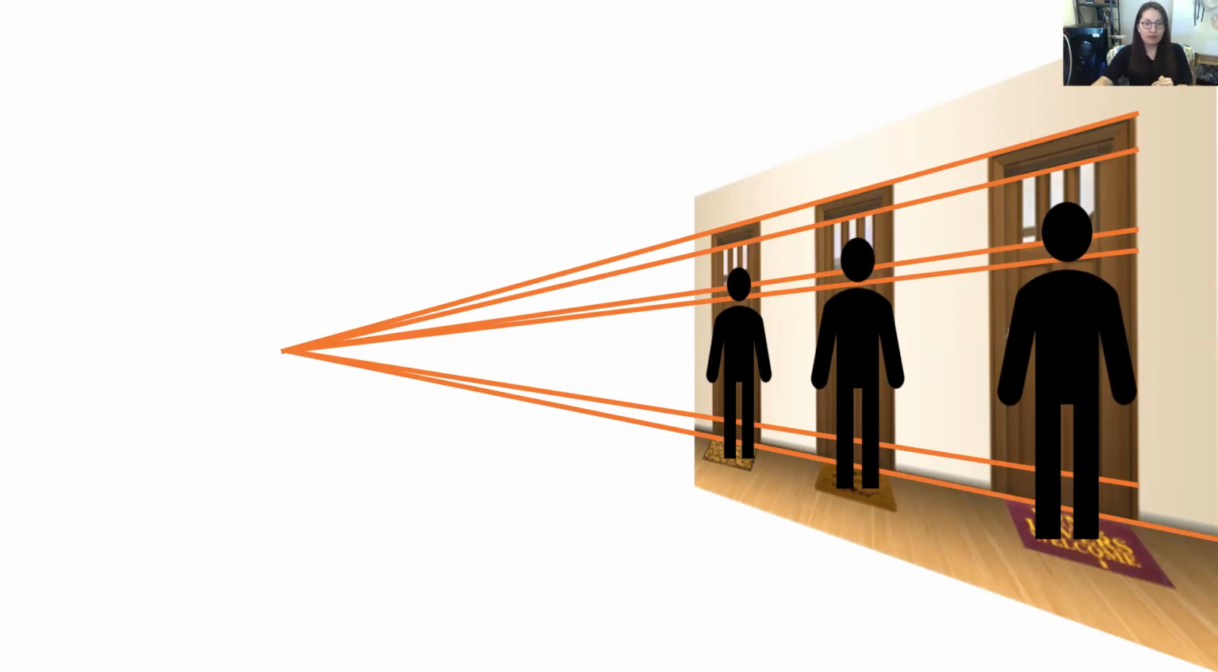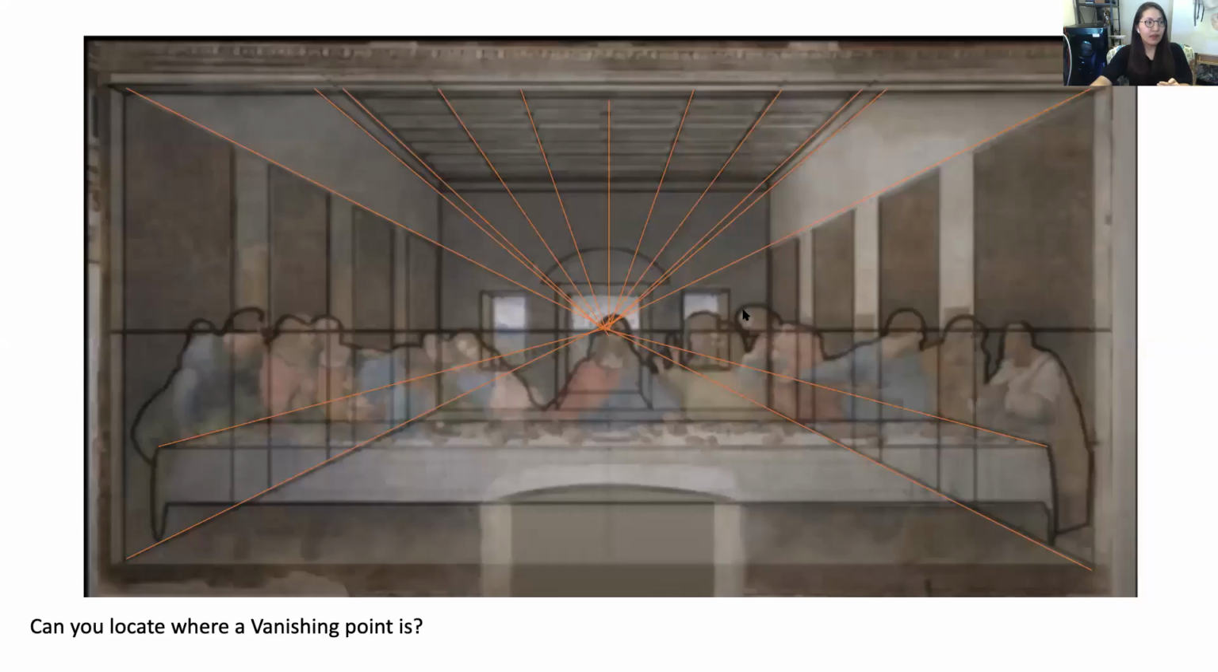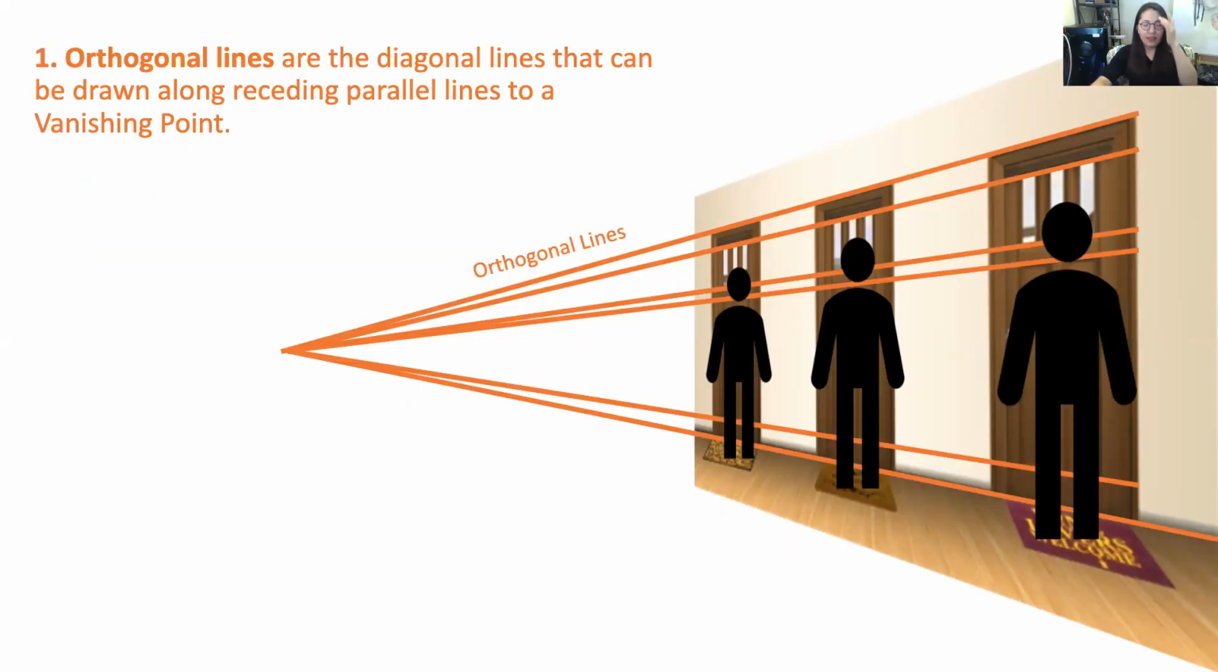one point. Now, these orange lines, these horizontal lines, are what we call orthogonal lines. Take some time to write down this definition. If you need to pause the video, go ahead and do so.